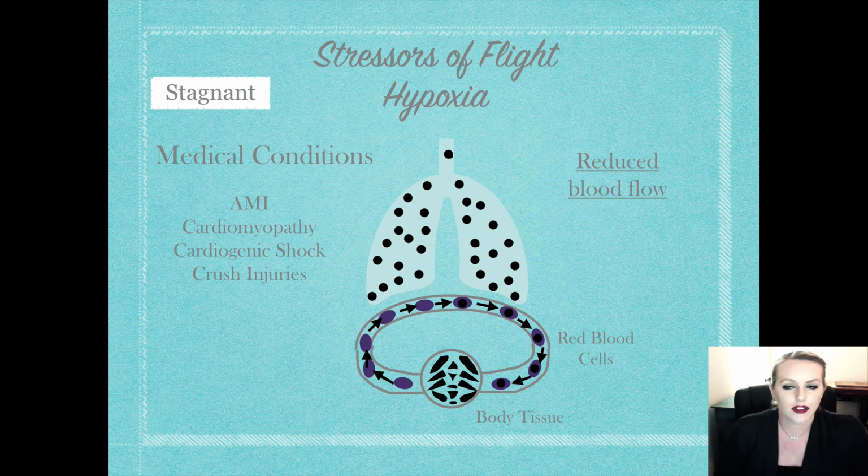And then you have your stagnant. This is blood is not moving. So reduced blood flow from myocardial infarction, a cardiomyopathy, cardiogenic shock, or even you can have localized hypoxia from a crush injury. If that blood is not moving, it can't deliver the oxygen to that body tissue. Stagnant hypoxia. Big one here for us are G-forces.